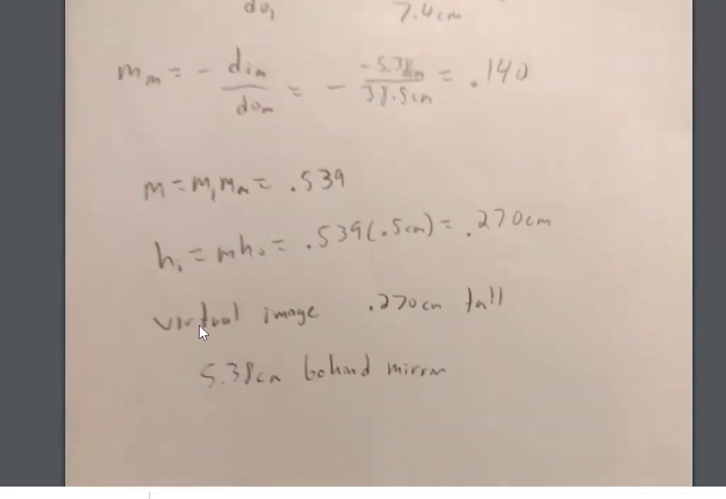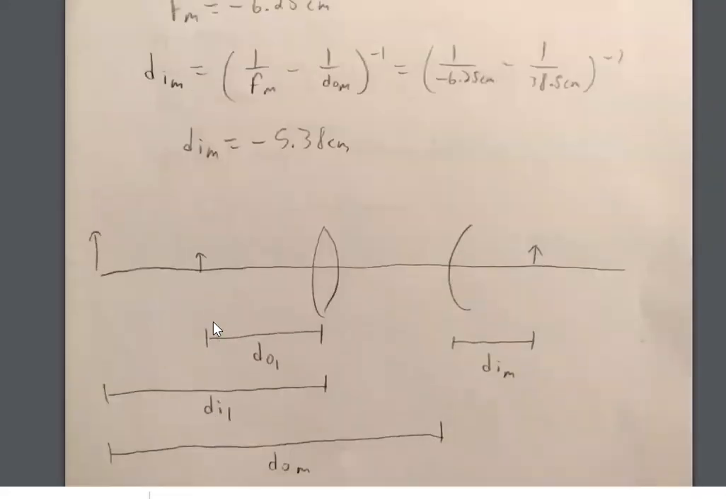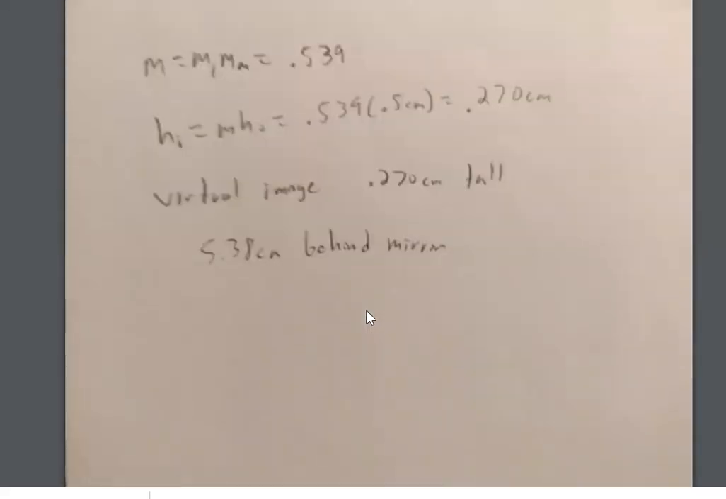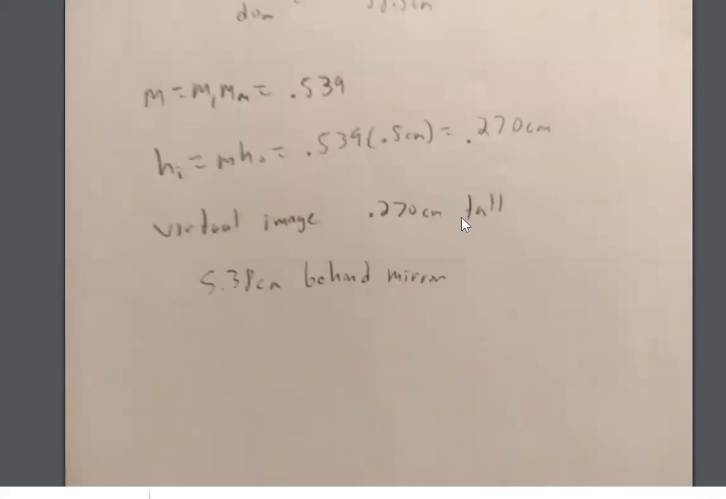So we have a virtual image. How do we know it's virtual? Well, we know it's virtual because it's behind the mirror, or because our image distance was negative. Both of those things tell us it's a virtual image. Okay, so we have a virtual image. We found that it's 0.27 centimeters tall. Once again, that's positive, so that means it's upright, and it's 5.38 centimeters behind the mirror.